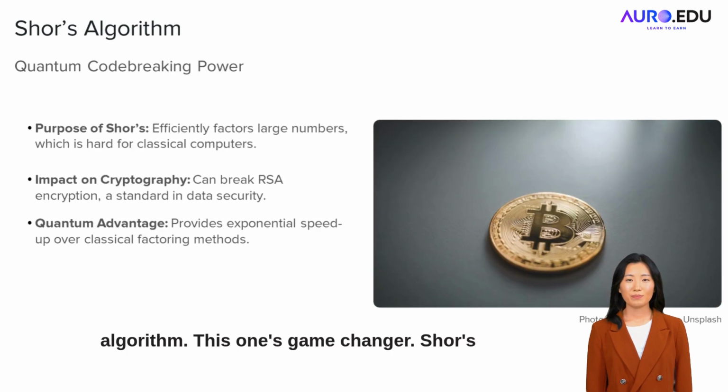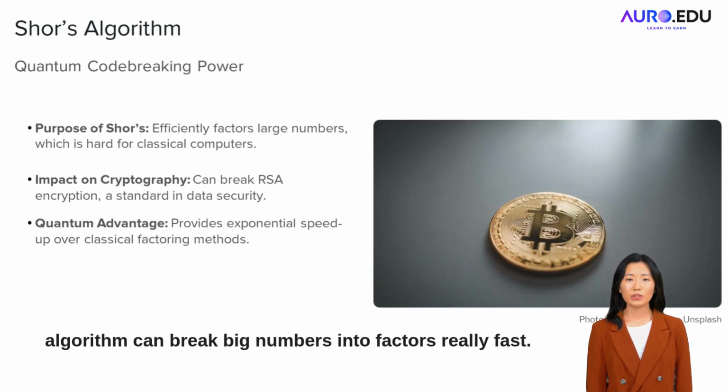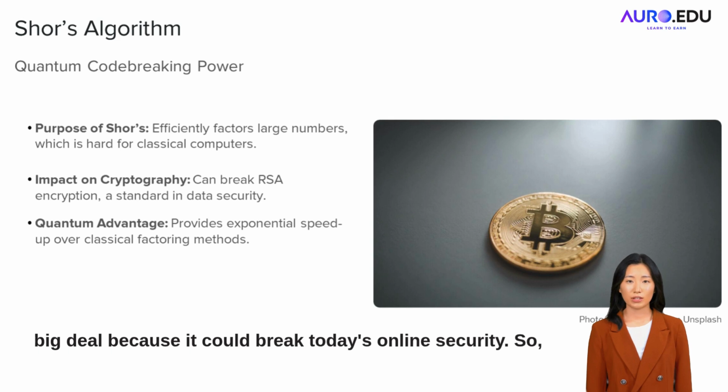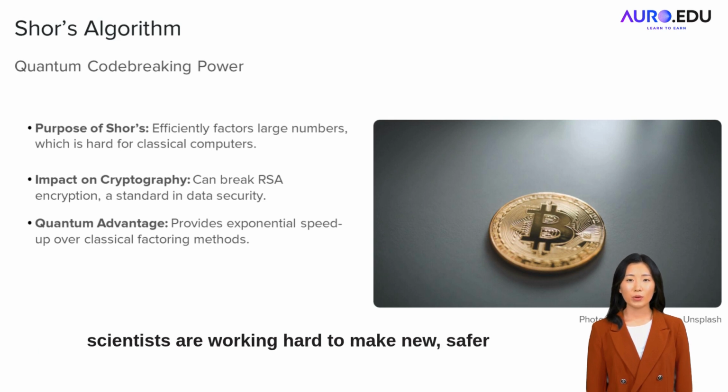Shor's algorithm. This one's a game changer. Shor's algorithm can break big numbers into factors really fast, something regular computers struggle with. That's a big deal because it could break today's online security. So, scientists are working hard to make new, safer ways to protect our data.